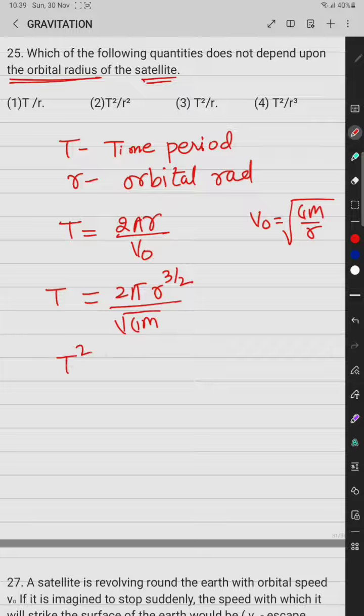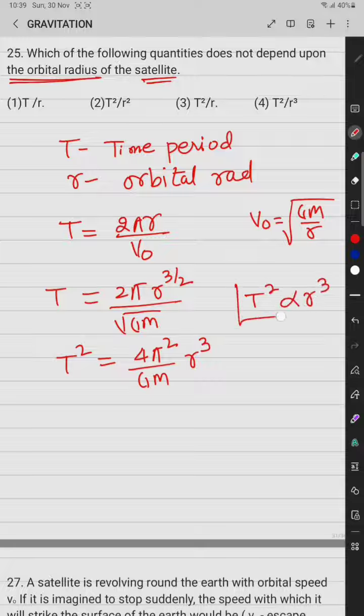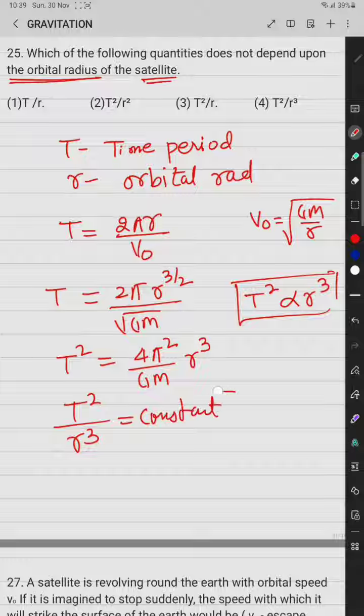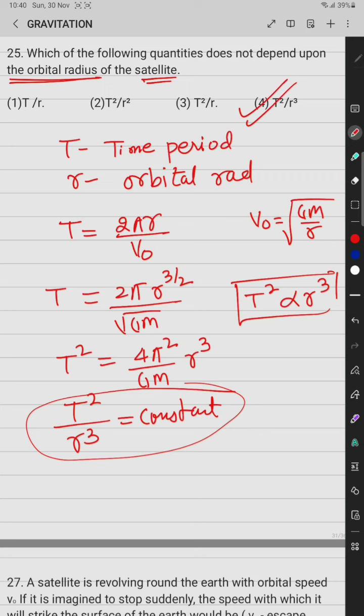Then we can say t square is equal to 4 pi square by gm multiplied by r cube, and according to Kepler's law t square is proportional to r cube. Therefore t square by r cube is a constant. This does not depend on the orbital radius. So the correct option is the fourth one.